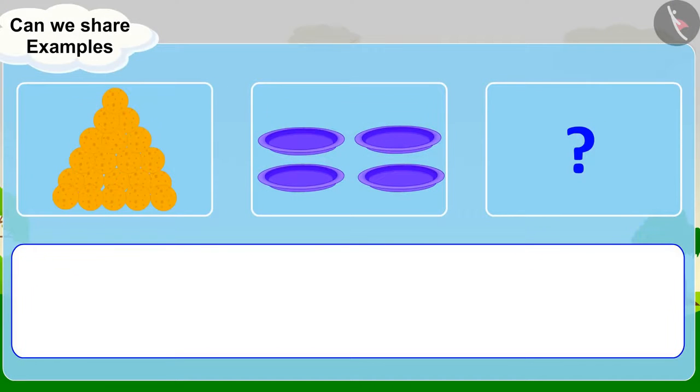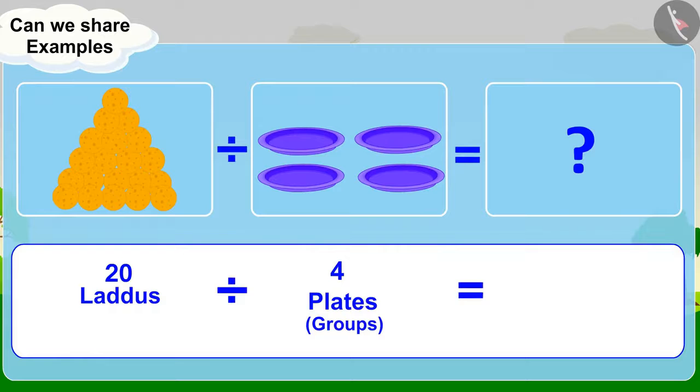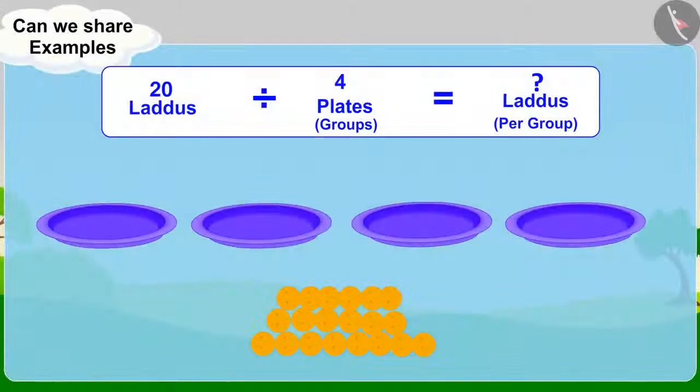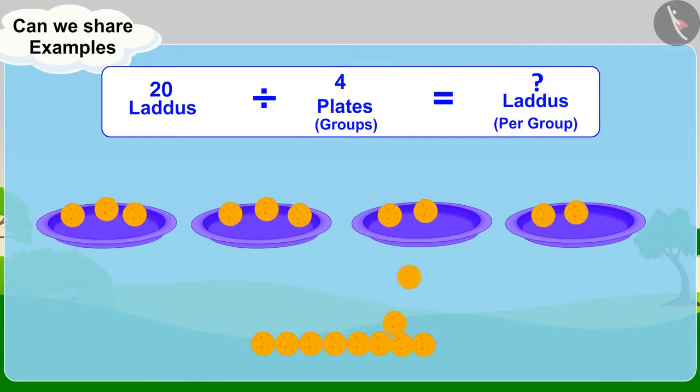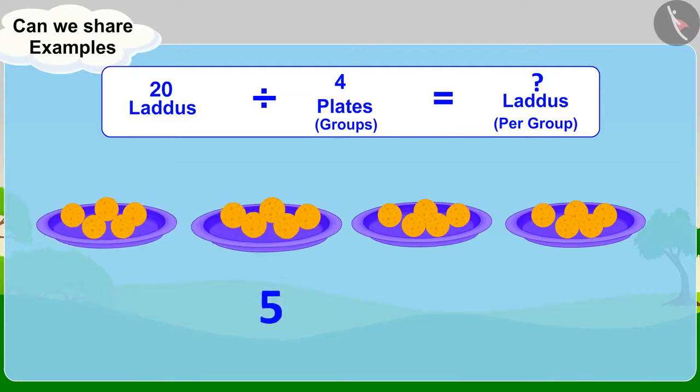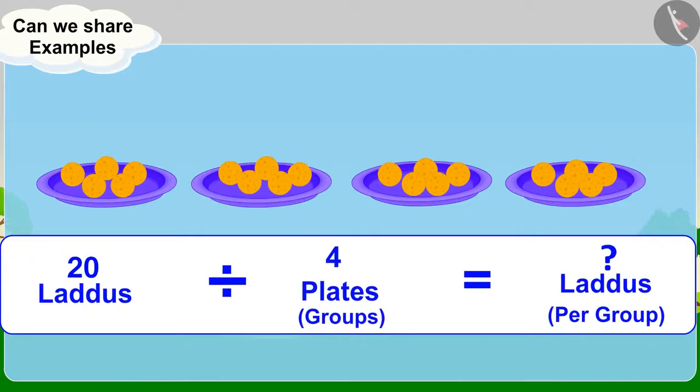We can write this question this way. 4 equal groups of 20 laddus equal to how many laddus per group? First, we will put 1 laddu in each plate. We will repeat it till all the laddus are over. We can see that there are 5 laddus in each plate. In this way, 4 equal groups of 20 laddus equals 5 laddus per group.